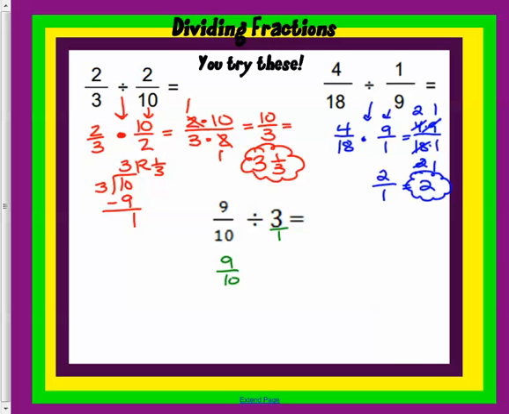Down here, first make sure that you put your 3 over 1 and bring down your 9/10. You're then going to multiply by 1/3. So you get 9 times 1 over 10 times 3. 9 and 10 don't share anything, but 9 and 3 do. They share a 3 in common, which goes into 9 3 times and goes into itself once. So I'm left with 3/10, and that is simplified.